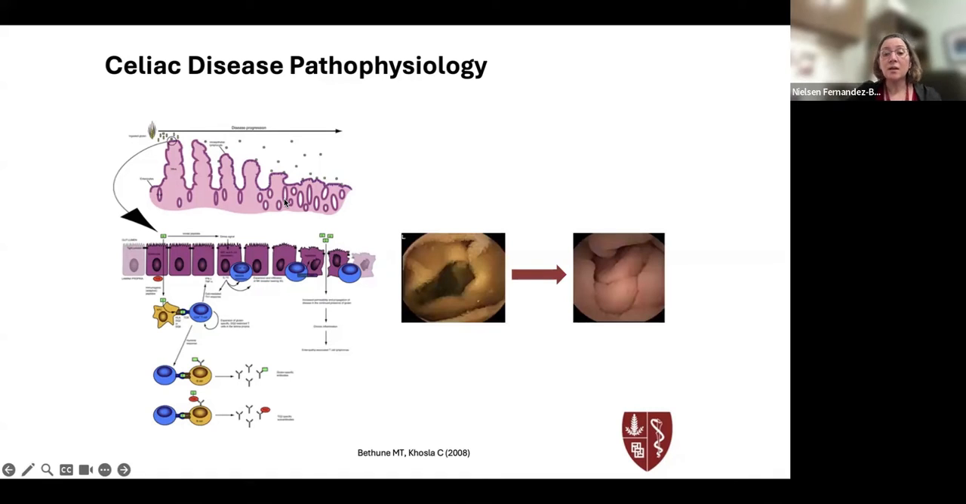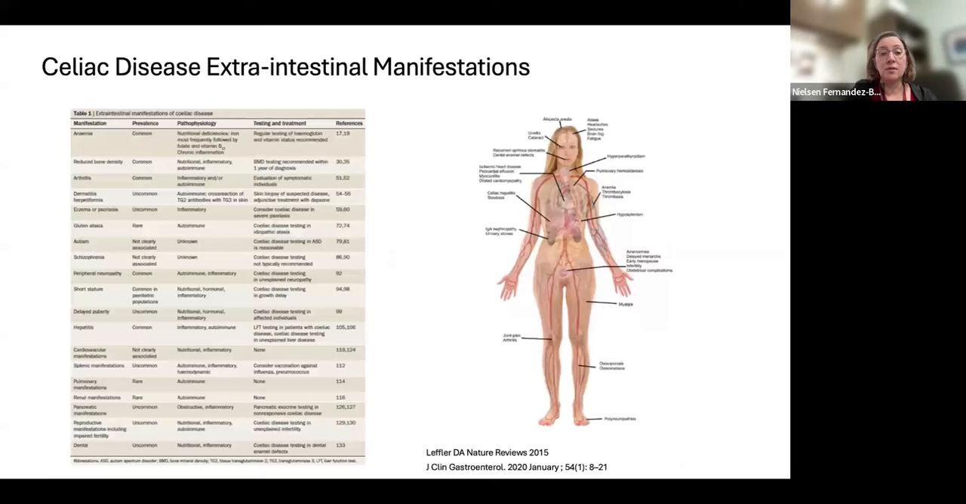And what does that look like? Well, grossly, on the left panel here you have a normal small intestine, and the folds are very delicate, and it almost looks like a sea anemone. However, over time, those villi are lost, and the lining of the small intestine becomes smoother and almost snakeskin-like, and it loses its ability to absorb nutrients.